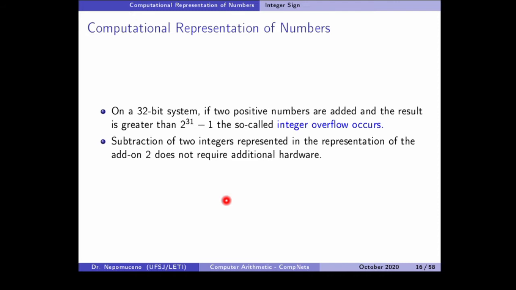Computational representation of numbers. On a 32-bit system, if two positive numbers are added and the result is greater than 2 to 31 minus 1, the so-called integer overflow occurs. Subtraction of two integers in two's complement representation does not require additional hardware. This is an important topic because you can make use of very basic hardware, such as basic adders, to perform subtraction. This is very useful, by the way.